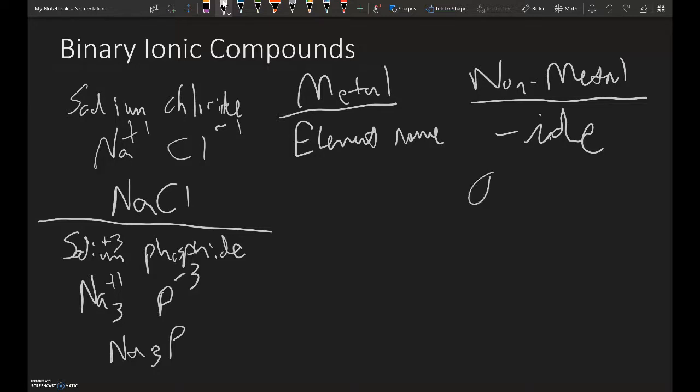Now, let's say we have oxygen, for example. Oxygen is O with a -2 charge. So we wouldn't just say oxygen. We would call this oxide.